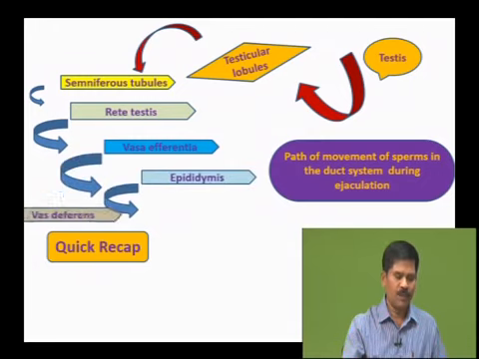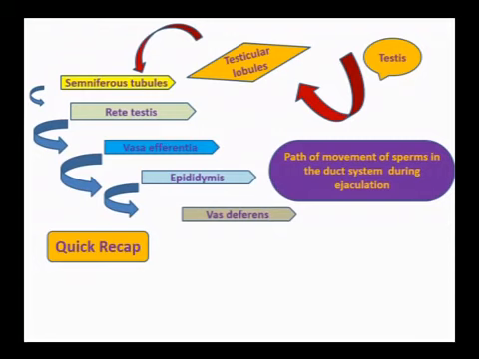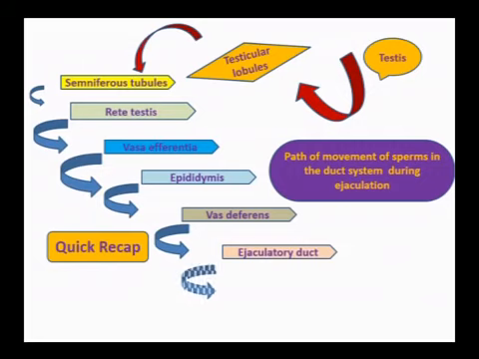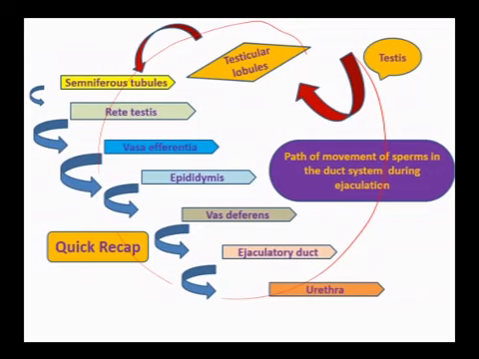Epididymis goes into the vas deferens, and from the vas deferens sperms enter into the ejaculatory duct, and you know that the ejaculatory duct passes through the middle of the urethra and finally opens at the tip of the penis during ejaculation at the time of sexual intercourse. So this is the diagram, a representation showing the path of movement of sperms in the duct system, especially during ejaculation.